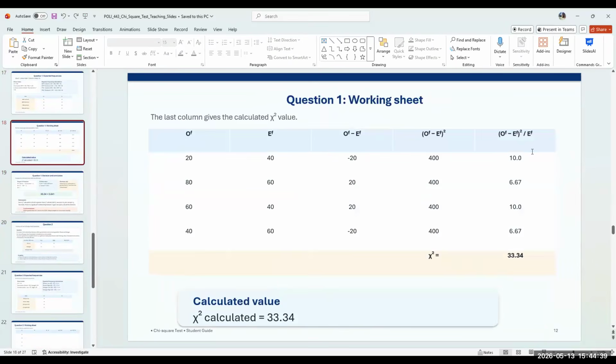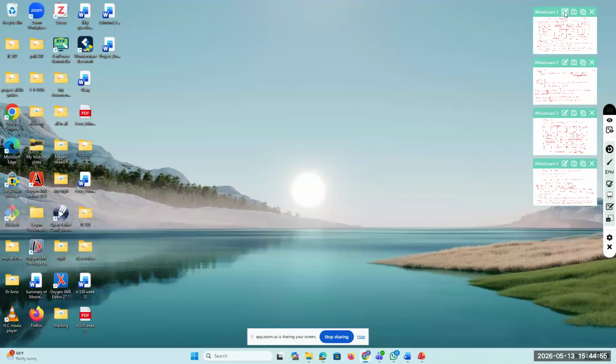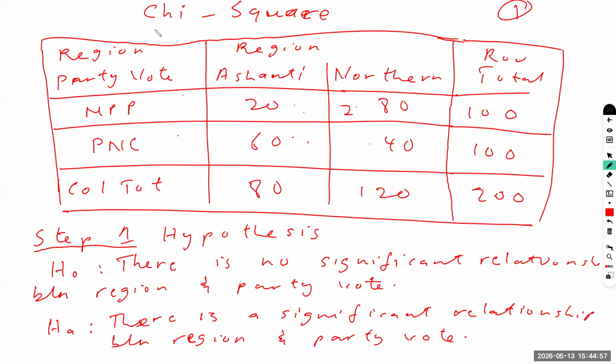So going back to the screen that we basically used, where I'm going to just display the screen in just a few seconds. So kindly bear with me. So we did this for our first one, which is step 1.